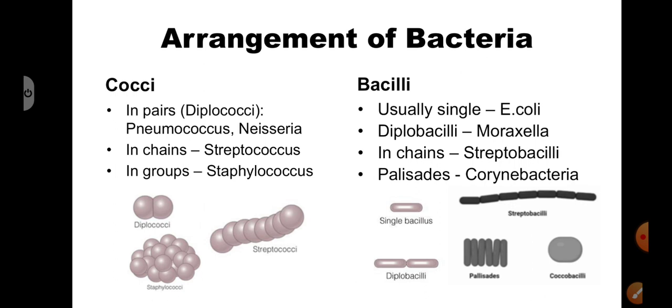Looking at the bacilli, bacilli are usually single, example Escherichia coli. Some of the bacilli can be in pairs known as diplobacilli, example Klebsiella granulomatis and some Moraxella catarrhalis species. Some bacilli are in chains, example Streptobacilli, and some are in palisades. That is, they are arranged like a fence, the fence which is outside our houses. This fence-like arrangement is known as palisade arrangement, seen in Corynebacteria.